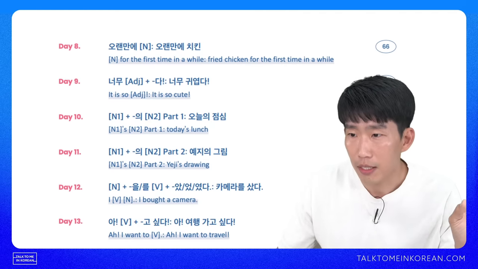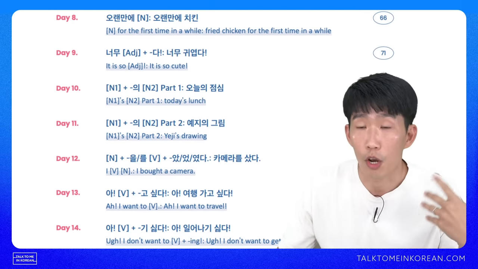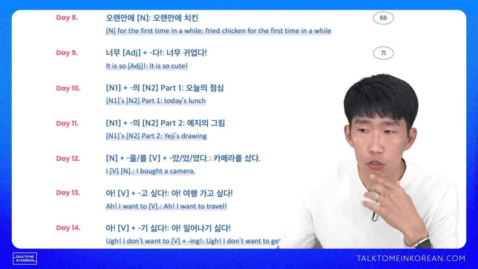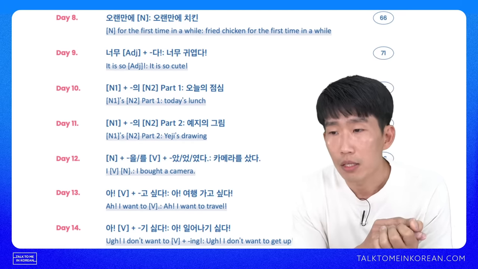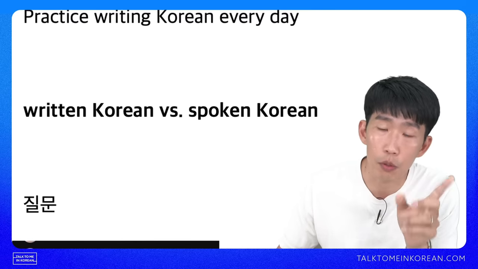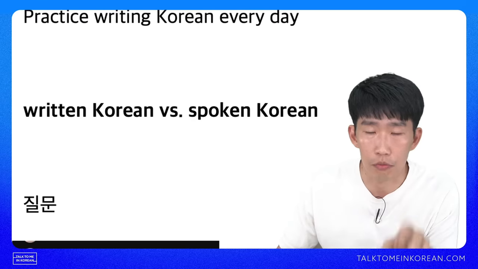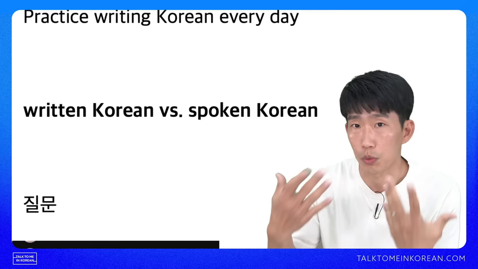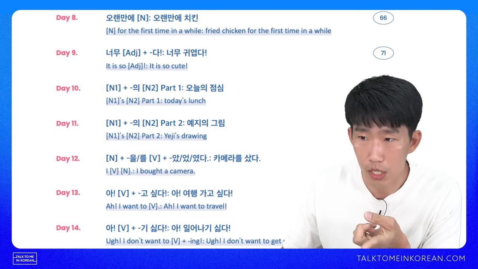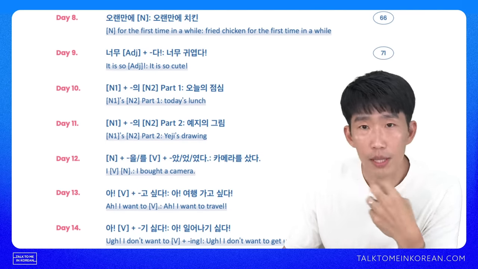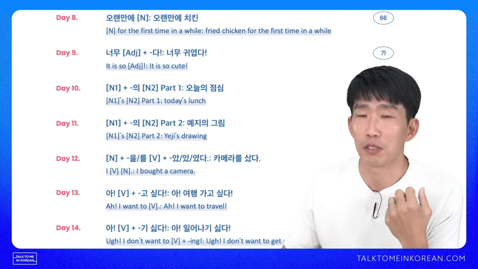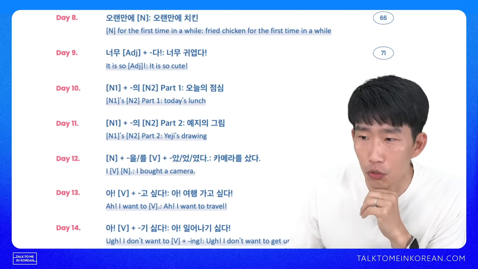All right, and then day 10, you want to learn how to use so-and-so, 의. And again, this is more specific to written Korean. We have a video on the difference between written Korean and spoken Korean. Please look that up. Just type spoken and written in the search box on our YouTube channel and you'll see the video where I explain the difference. But here, 의, the word that you see between noun 1 and noun 2, N1 and N2, is not going to be as commonly used in spoken Korean, but in written Korean it's going to be super, super common. So very important to learn that.